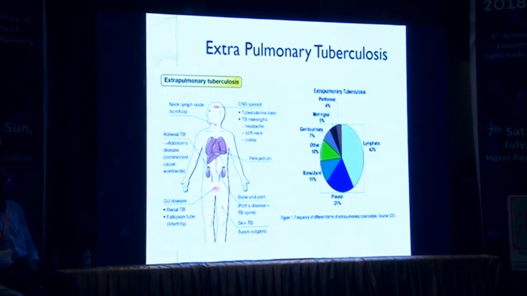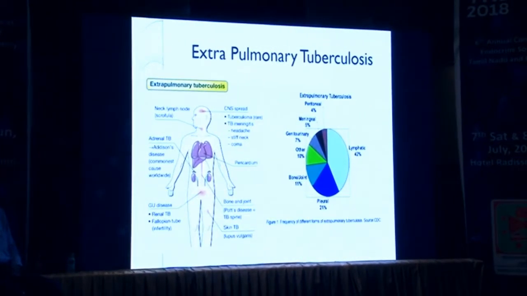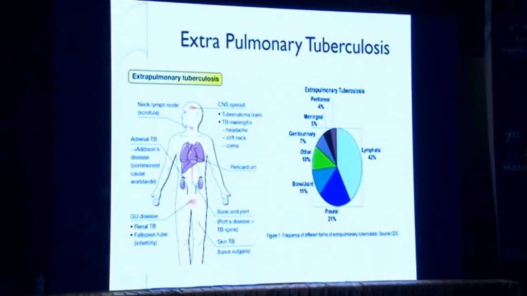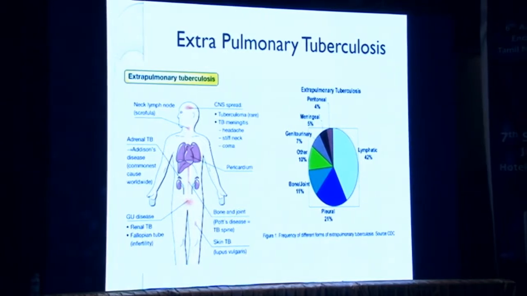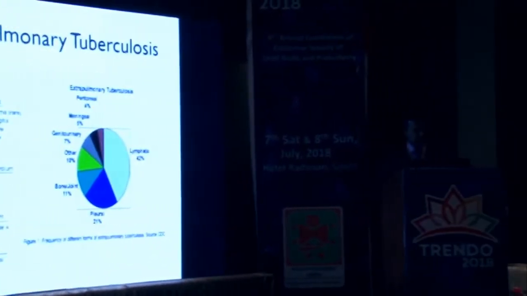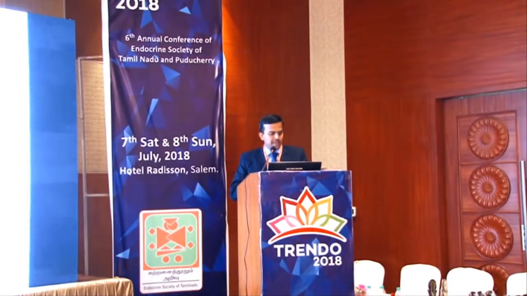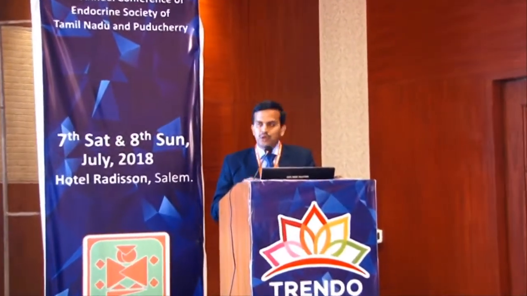Among them, the most commonly known is scrofula, that is, tuberculous lymphadenopathy. Endocrine systems involved in the extrapulmonary forms include the adrenal, that is Addison's disease, as well as bone and joints, pericardium, and pleura. Tuberculous involvement of the CNS may lead to endocrine manifestations like SIADH or diabetes insipidus. The most common extrapulmonary sites are lymphatic, followed by meninges, genitourinary, bone, or pleura.